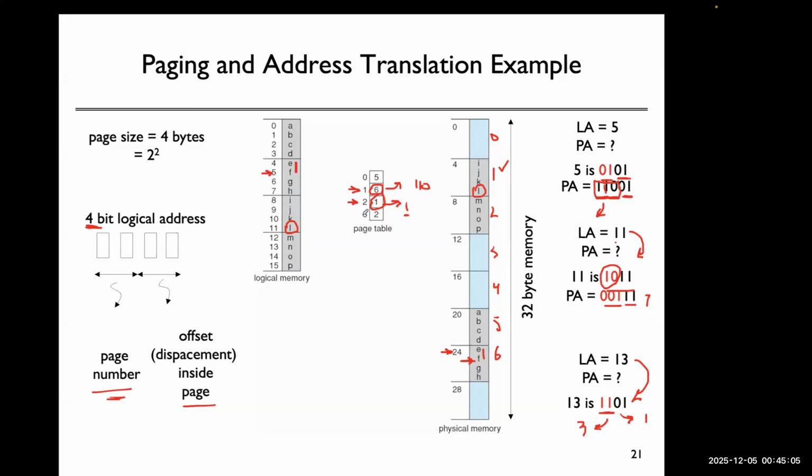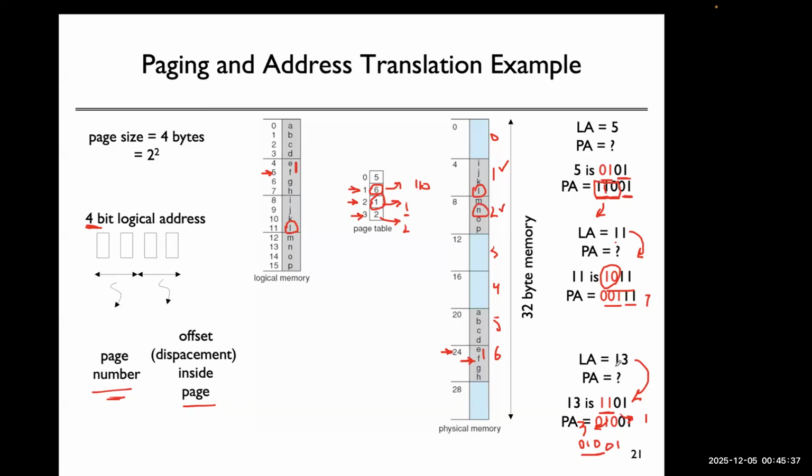Again, you refer to the table. The table tells you that the frame number is 2. So you put here the 3-bit binary of 2, which is 010, right? And the offset remains the same as in the logical address. So here your frame number is 2, this one here, and you follow an offset of 1. So you reach n, right?